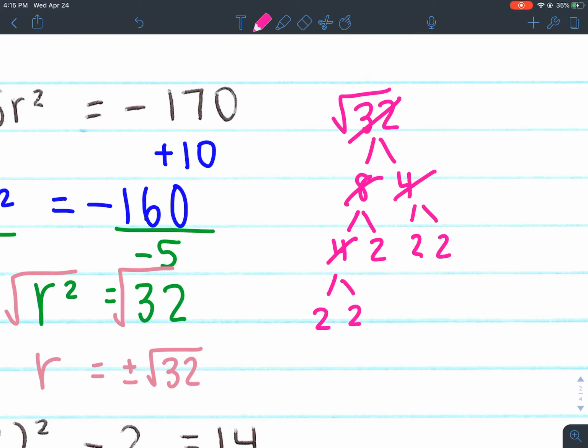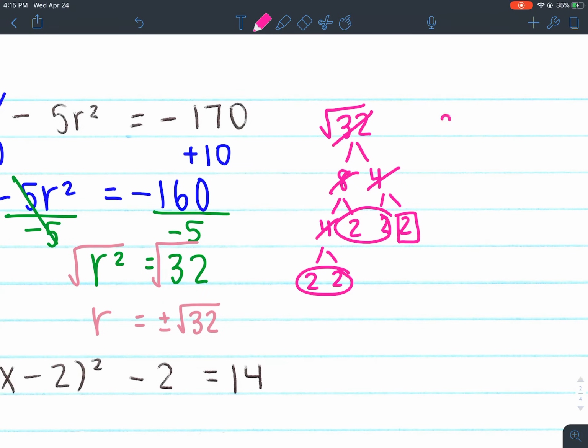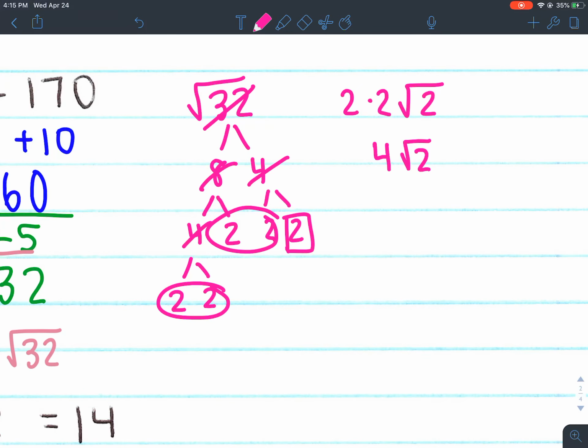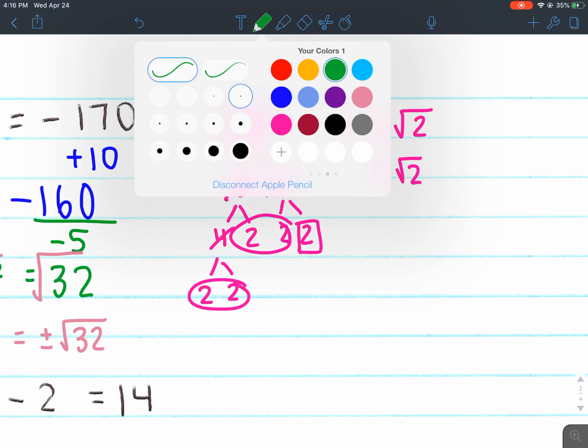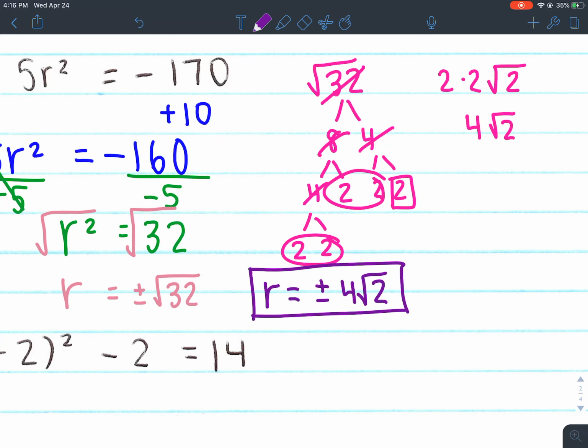All right, so I have 2 pairs. And I have 1 lonely child. So that means my radical is 2 times 2 square root of 2, 1 for each set of parents, right? And then we have 4 square root of 2. So that means that the square root of 32 and 4 square root of 2 are equivalent to each other. So my answer is actually r equals plus or minus 4 square root of 2. Okay? So I'm just making it equivalent. So this would be our actual answer.